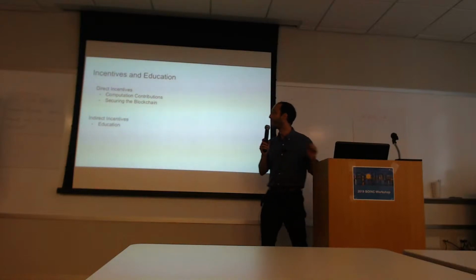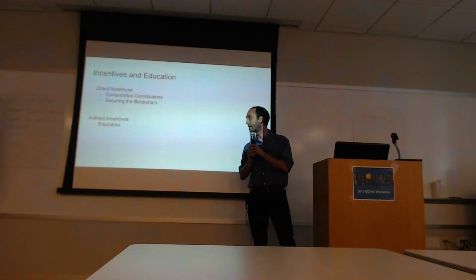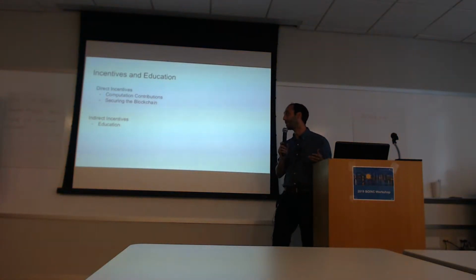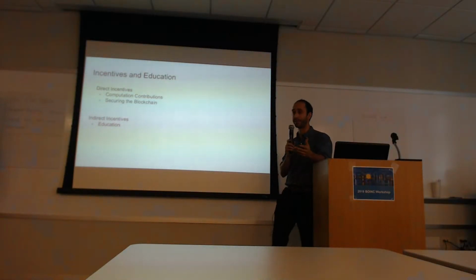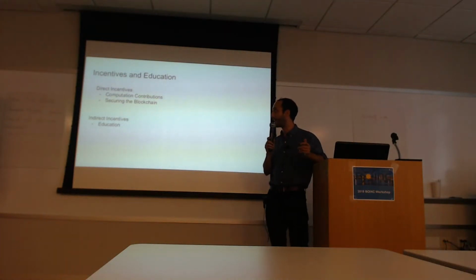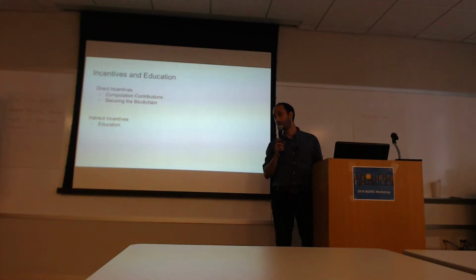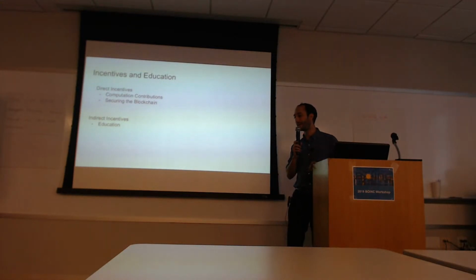And then you have direct incentives. So I already talked a little bit about this. We have a set number of GRC, and we send some of it to crunchers, for contributions to BOINC based on how much they contribute. And we send some of it to people who help secure the blockchain. Those can be expanded upon. I sort of alluded to it.